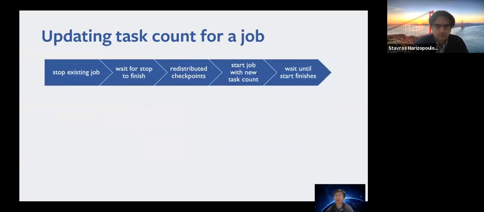Now we know the number of tasks. How do we update the jobs to the right number of tasks? First, let's take a look at the steps we need to update the task count for a job. First, we need to stop the existing jobs. Then we need to wait for the stop to finish. And we will redistribute the checkpoints to match the new task count. And we will start the new jobs with the new task count. Finally, we'll wait for the whole thing to finish. Now let's see what can go wrong.